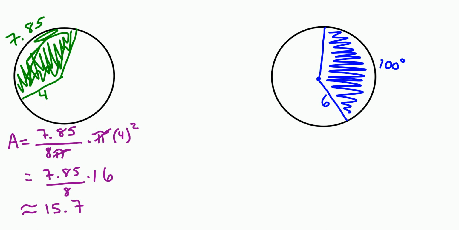Right, and then in this example we see the degree symbol, so that tells me that I'm using the first formula. So 100 degrees over 360 times pi r squared, and that's about 31.4.